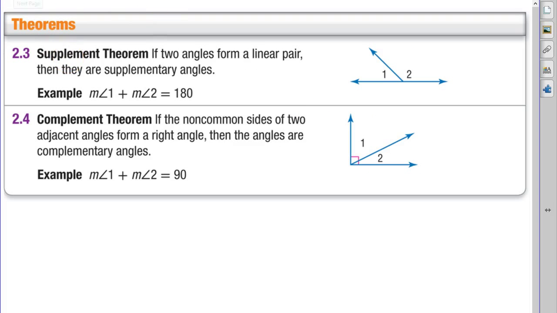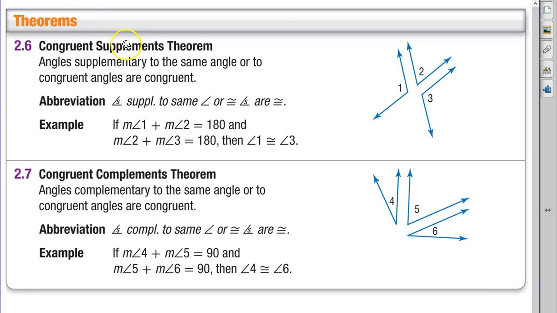So theorem 2-3, which we're not going to call 2-3, we'll call it the supplement theorem, or we'll just write it out: if two angles form a linear pair, then they're supplementary. And the congruent complements theorem we will use together specifically in problems. And what the congruent supplements theorem says is this: angles supplementary to the same angle or two congruent angles are congruent. And then the congruent complements theorem says angles complementary to the same angle or two congruent angles are congruent.